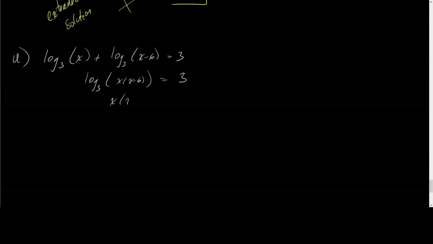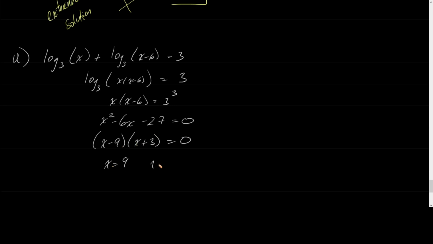So I have x times x minus 6 is equal to 3 to the third. Expand the left side: x squared minus 6x. 3 to the third is 27. I'm going to move that to the other side as well at the same time. So I have x squared minus 6x minus 27 is equal to 0. That factors out to be x minus 9 times x plus 3, which tells us that either x is equal to 9 or x is equal to negative 3.